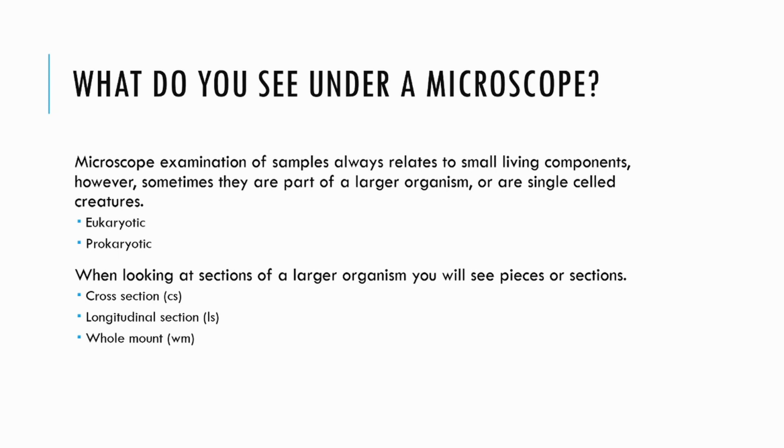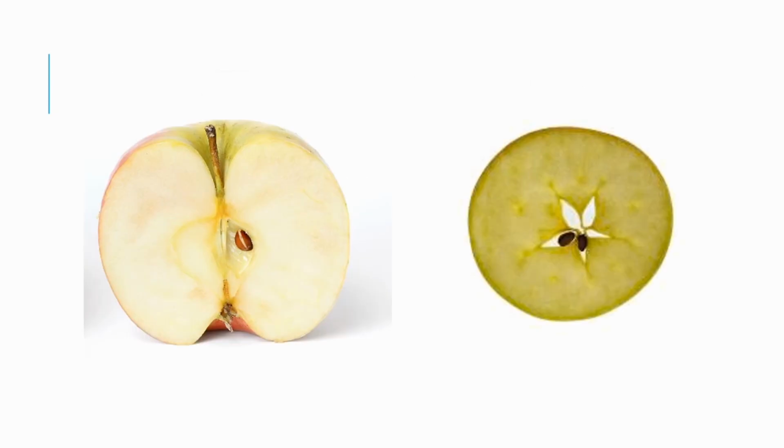The whole mount is the whole organism. So if you take a sample of bacteria and you see all of the bacteria under the microscope, that would be a whole mount. Cross sections and longitudinal sections are better explained by looking at this apple. The longitudinal section runs from the top all the way to the bottom of our apple, whereas the cross section is a section taken from the middle.